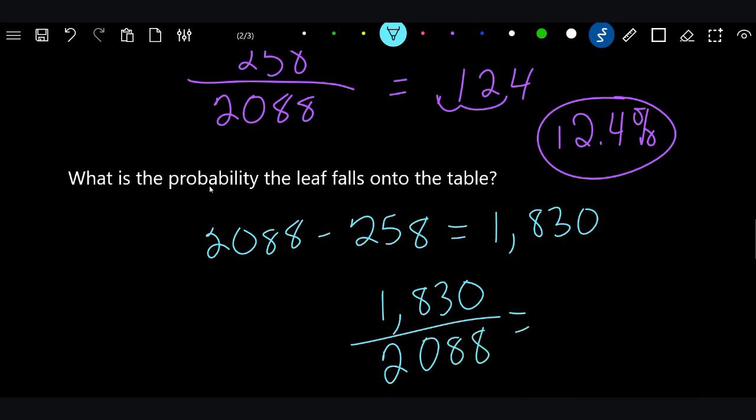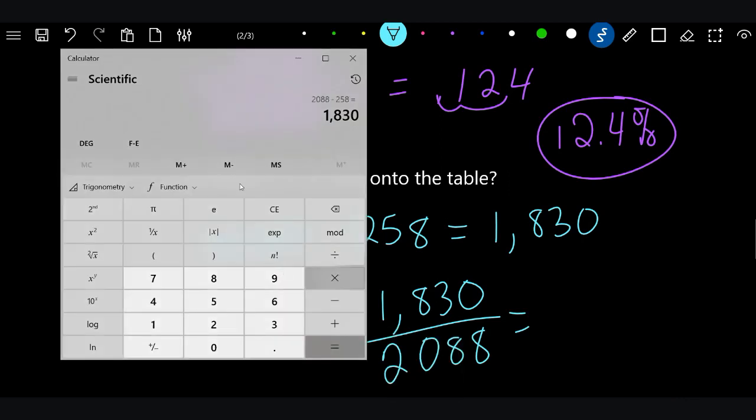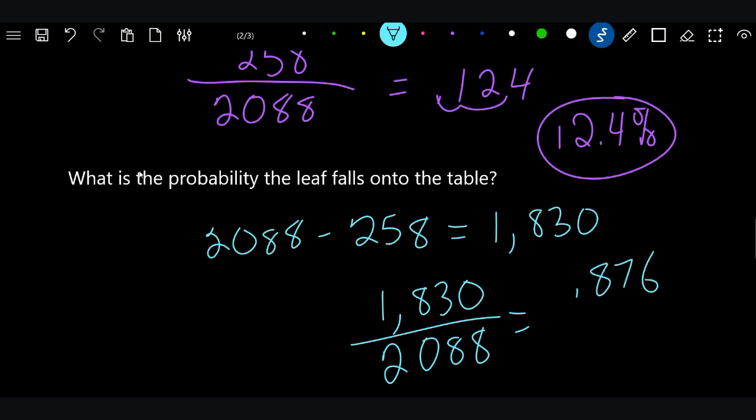All right, and so we would go ahead and divide that out. 1830 divided by 2088 gives us 0.876, an 87.6% chance. Wow. Big chances. It's probably going to fall on the table. It's probably not going to fall into the beans, the hamburgers, or the salad.